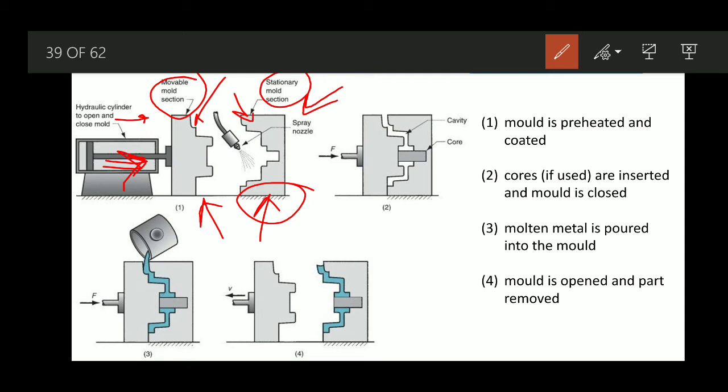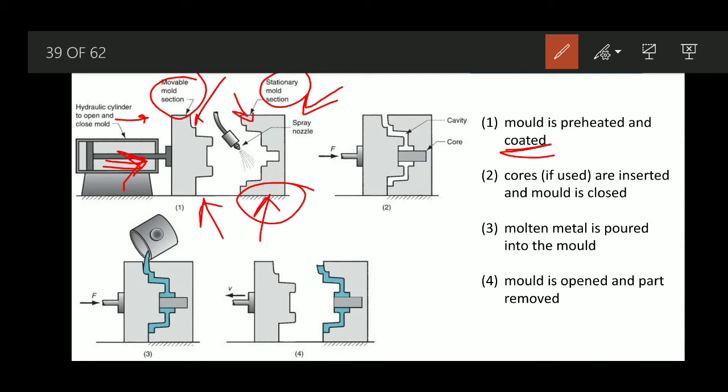In general, the mold is preheated and a coating is given, generally by spray coating. There are two basic functions. One is that it allows the proper flow of the molten metal. Similarly, while taking out the solidified cast from the mold, depending on what type of permanent mold casting you are talking about, it facilitates easy removal of the solidified cast.